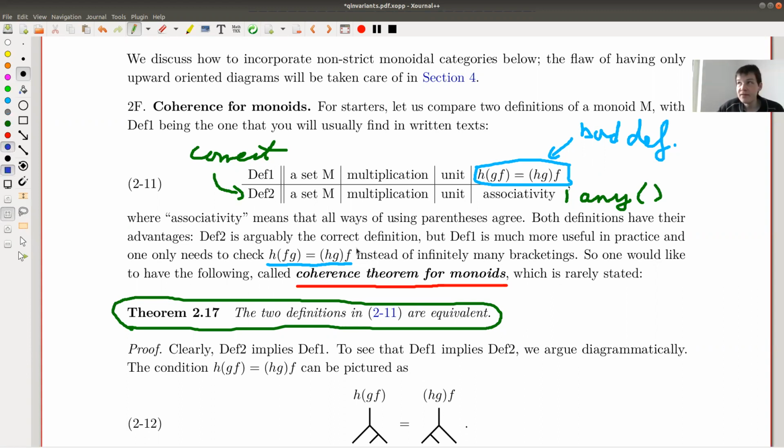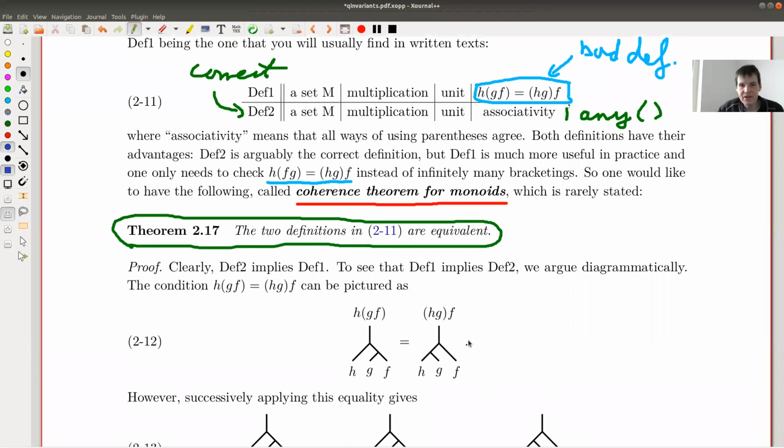And the way you prove it works as follows. Maybe you've seen some inductive proof or whatever, but it's a pretty easy idea. I would just like to draw those tree-like diagrams. And that should just represent the two ways of bracketing things, right? HGF means I first merge F and G, I get GF, and then I merge another H to it, and I get HGF.